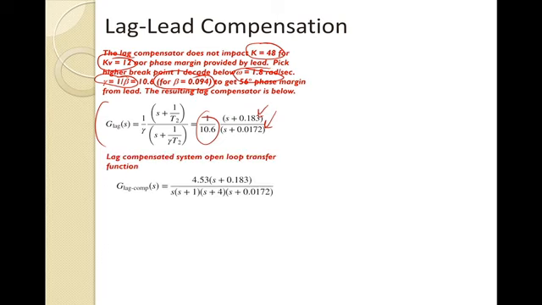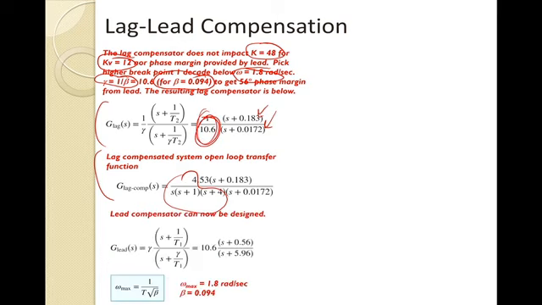The lag compensator system open loop transfer function is going to be this. That takes our lag compensator along with our G of S from the previous slide. Part of the 4.53 is due to this term, and the other term is from the G of S from the previous slide. Now we can design our lead compensator. We already have our gamma from up above, so we can design our lead compensator based on our 1 over T and gamma over T as shown here.